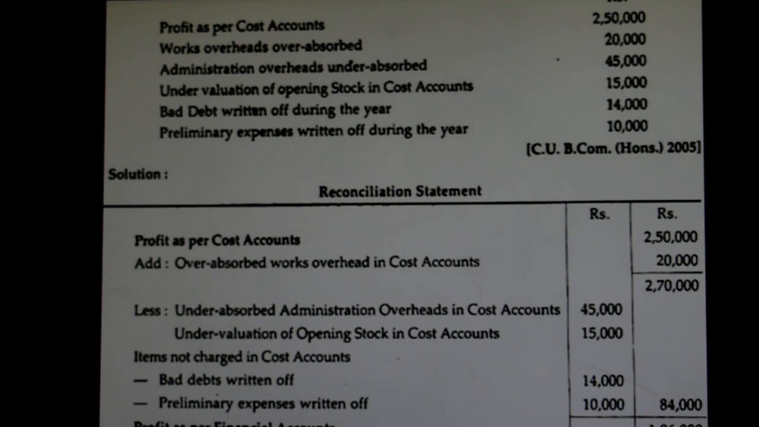The aggregate value of the deducted items is rupees 84,000. From the net profit amount 2,70,000, we deduct rupees 84,000. We get profit as per financial accounts of rupees 1,86,000.